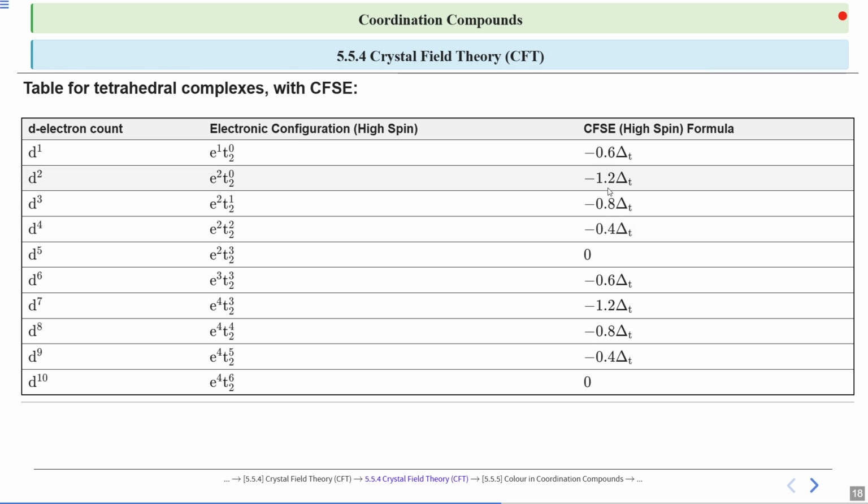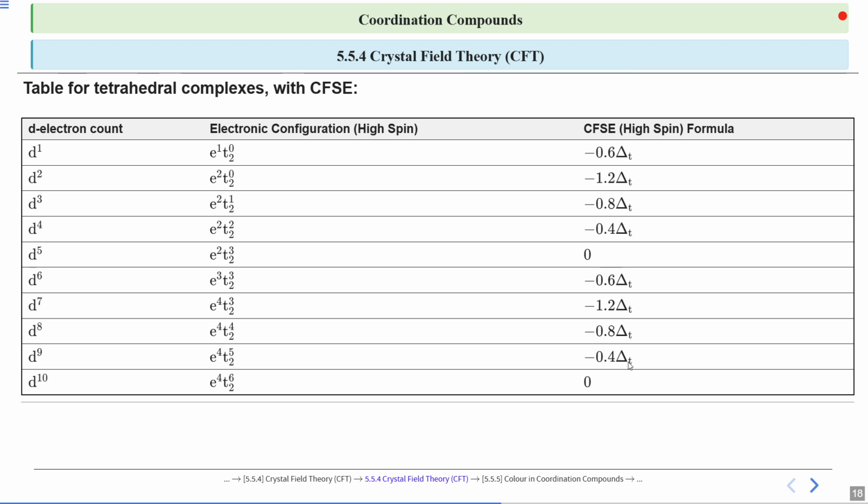Similarly, you can see we have different CFSE for different d electron counts, and for d5 the configuration is E2 T2 3. That means E has 2 electrons and T2 has 3 electrons. The CFSE is 0. Similarly, the CFSE is 0 for d10, having the configuration E4 T2 6. Only for these two it will be 0. Other than that, everyone has some amount of CFSE.